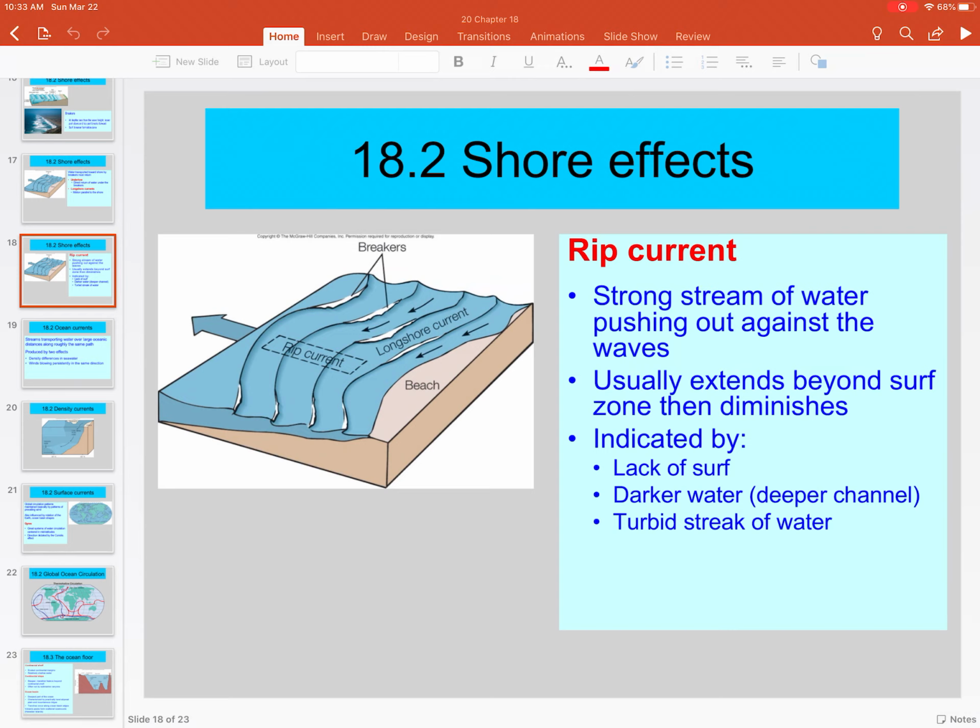Okay. All right, the rip current is going to be a strong stream of water pushing out against the wave. It usually extends beyond the surf zone and then diminishes. So when we have a strong rip current, the things you're going to see is a lack of surf. So these are like the not good surfing days. There's not a lot of whitecaps, not a lot of breakers. The water might be darker, a deeper channel, instead of being light and lots of motion and movement, but there also might be a turbid streak of water.